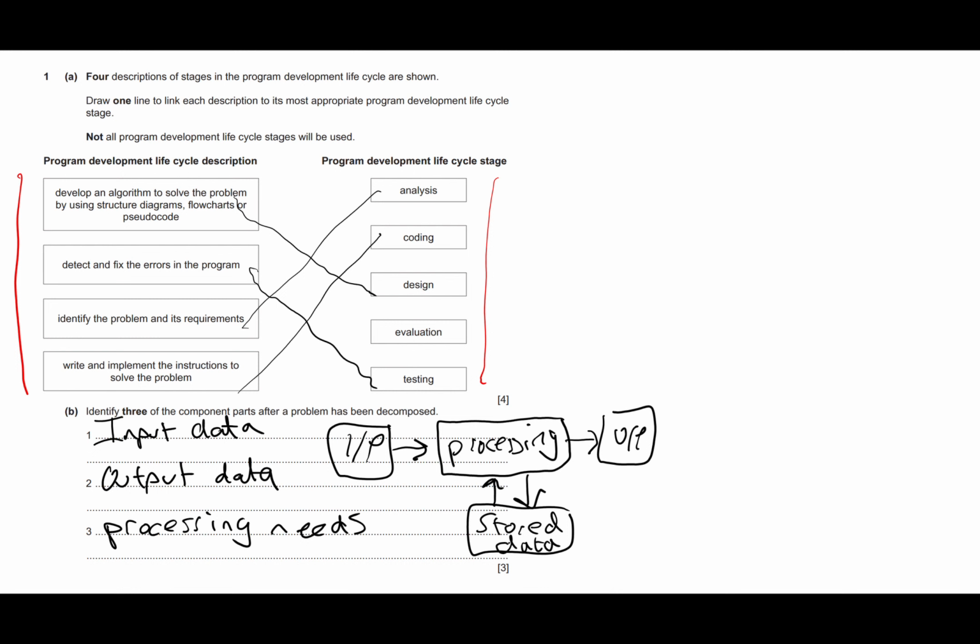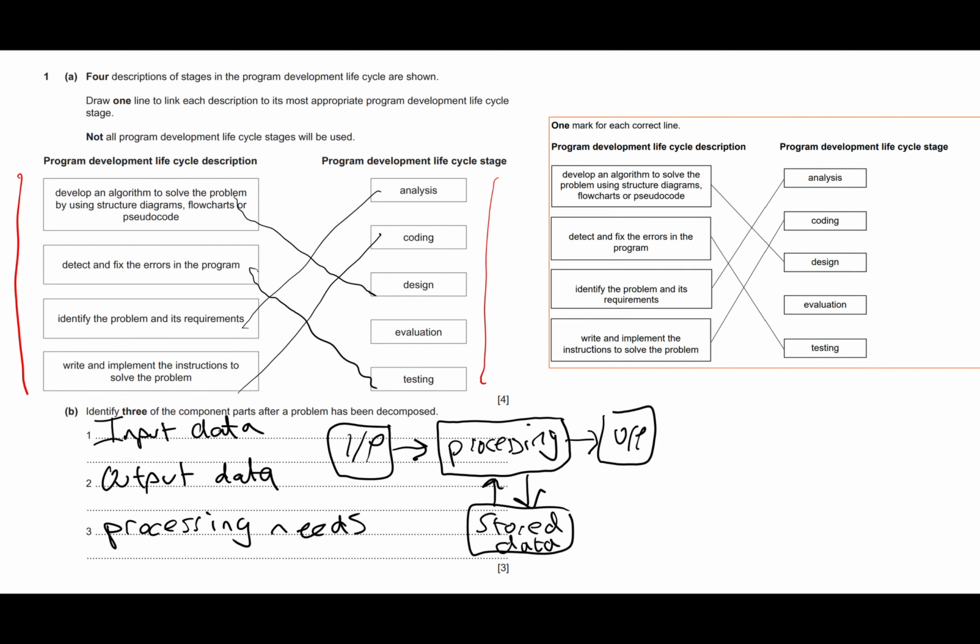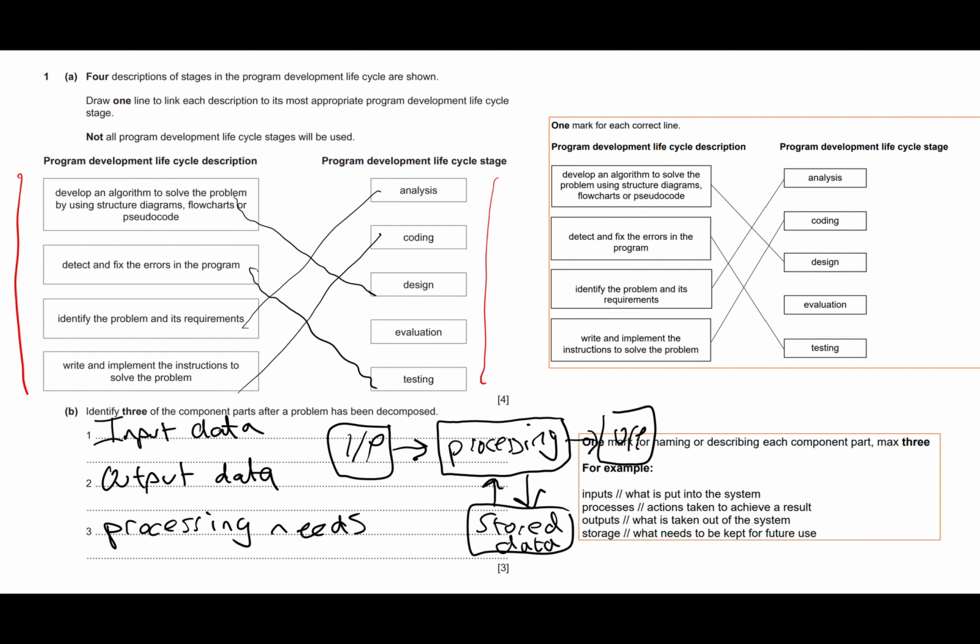Let's have a quick look at the mark scheme for this one. So I'm pretty happy with the first one, so there's 4 nice marks for that. And for the next one, they've got inputs, what is input to the system, processing needs, what the system processes, actions taken to achieve a result, outputs, what's taken out of the system or output data, and they've got storage, what needs to be kept for future use, or the data to be stored is a requirement. Okay, thank you very much. On to the next question.